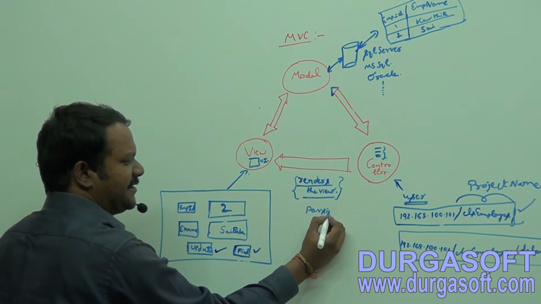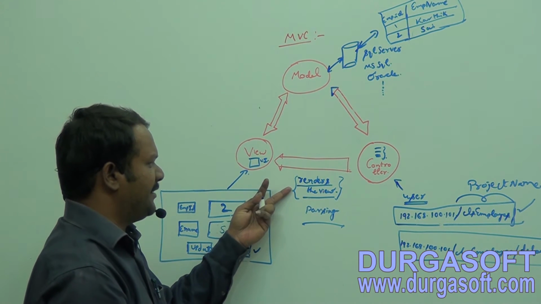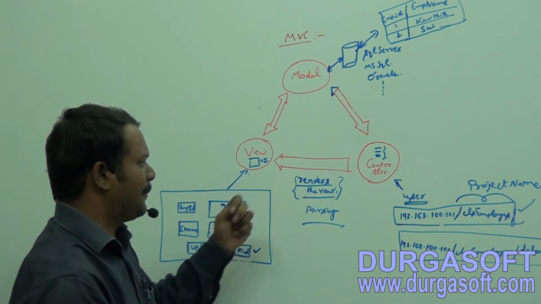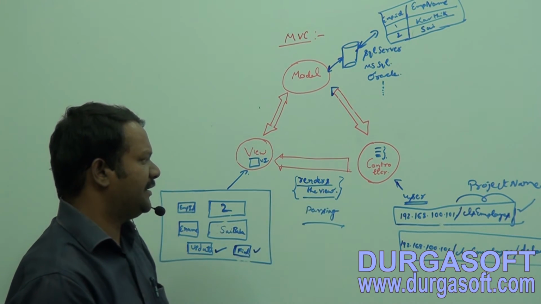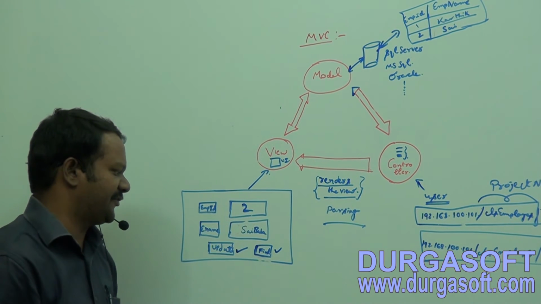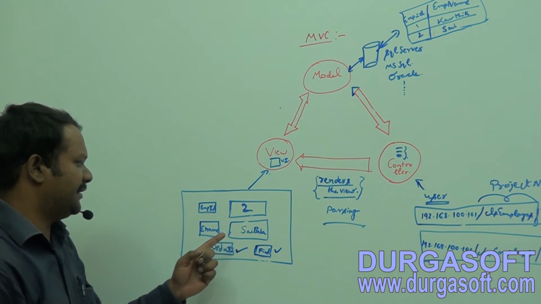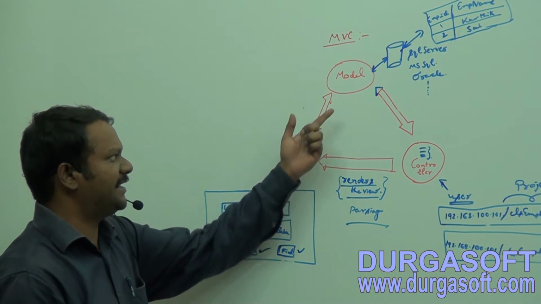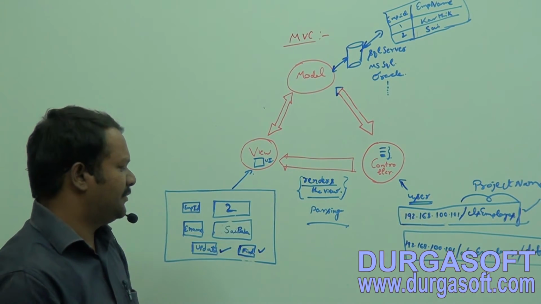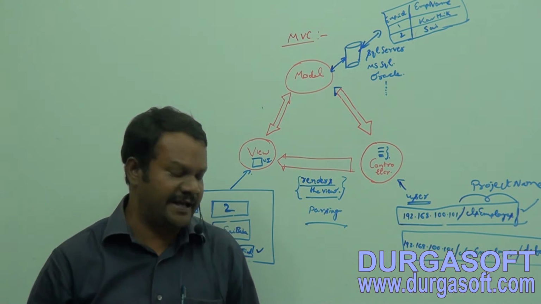Rendering is nothing but parsing. In ASP.NET MVC, we call it rendering. Rendering means converting all the data to the HTML form and displaying it back to the user interface. So once the user clicks on find again, the same record should be displayed here. Where is the data coming from? From the model. This was the hierarchy of MVC, which I explained yesterday.